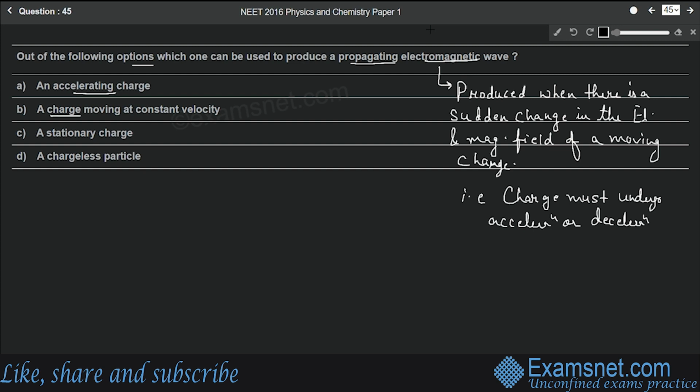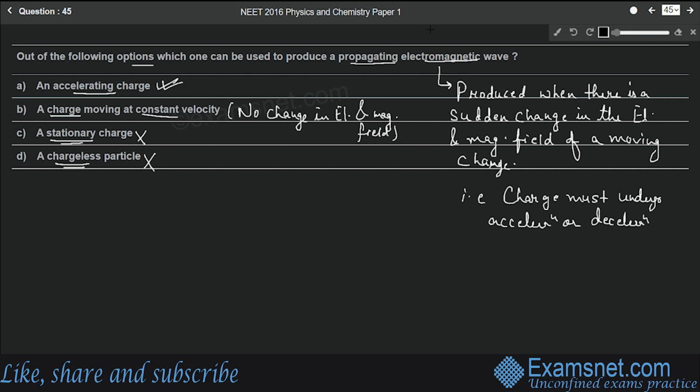Second option is a charge moving at a constant velocity. This cannot be the correct answer because due to the constant velocity, there will be no change in the electric and magnetic field. So electromagnetic wave will not be produced. Then the third one is a stationary charge. We have already discussed that the charge must be in moving condition, not stationary. Then the last one is a chargeless particle. This is clearly incorrect, because the charge must be there, and it should be moving. So the only possible option is option A, an accelerating charge. This will be your correct answer.